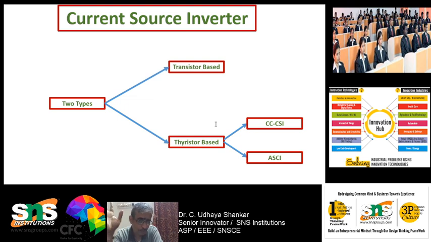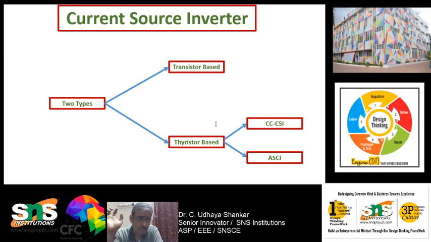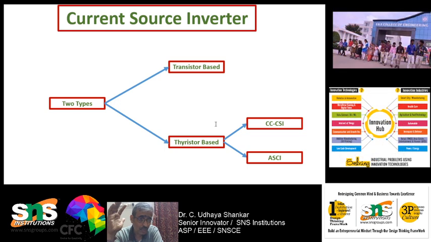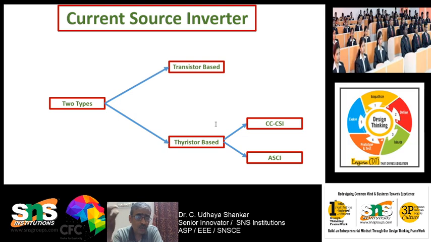How you design this current source inverter is, you have a large inductance in series with the DC input. For example, if you have a DC input voltage and you connect a large inductance, then it behaves as a current source. This has already been discussed. So to convert a voltage source into a current source, you have to connect a high inductance in series with the voltage source.